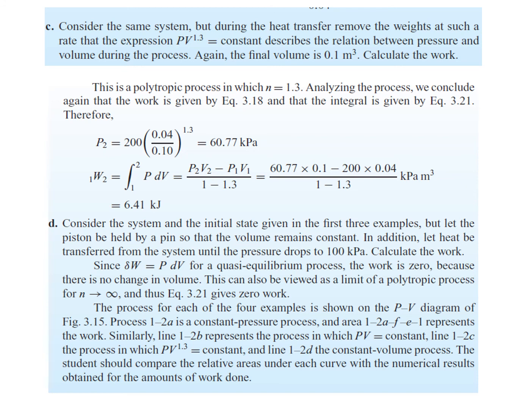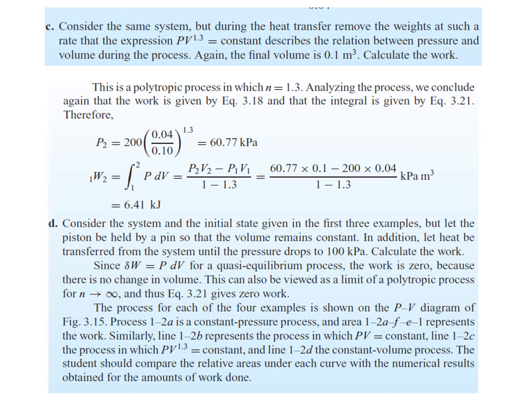We can calculate work now because we already know that n is equal to 1.3, and we can use the formula that is P2 minus P1 into V2 minus V1, or P2 V2 minus P1 V1 divided by 1 minus n. So n is equal to 1.3.